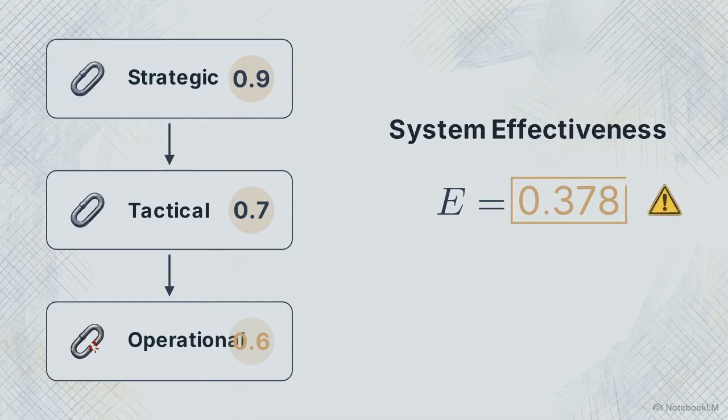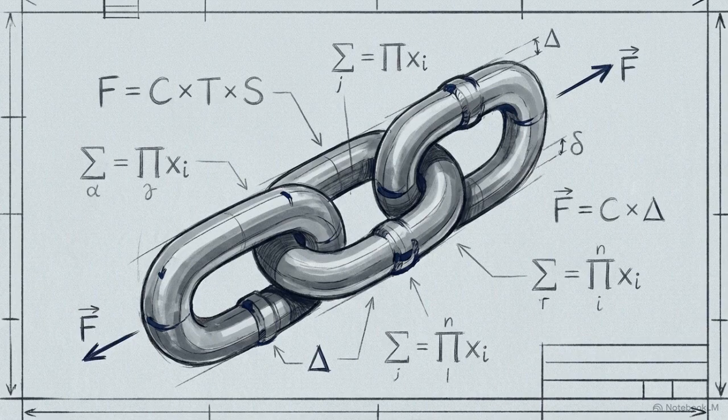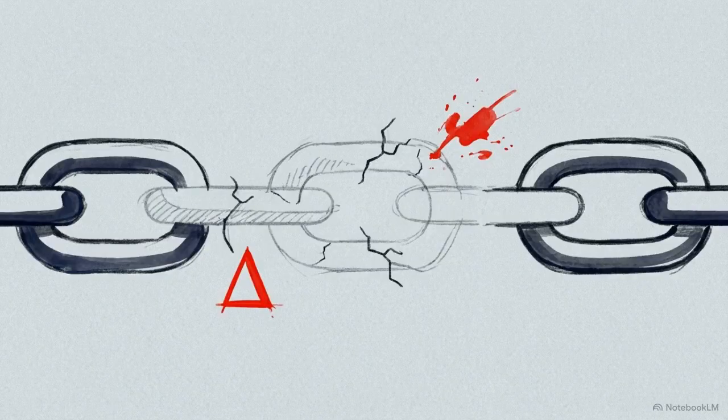Notice the severe drop in the total score. A 90% strategic success rate is practically neutralized by a 60% operational failure. Because systems dependency relies on a multiplicative model rather than an additive one, your security chain is strictly as strong as its weakest link. Complete operational alignment is paramount.